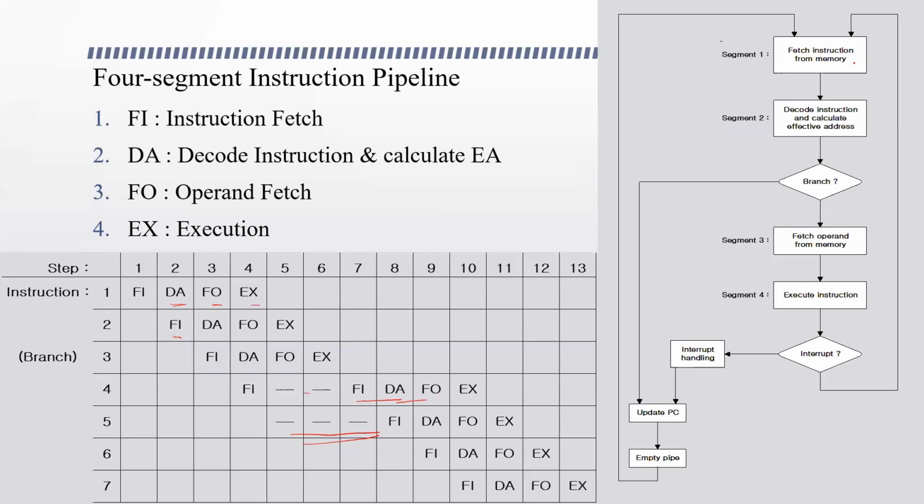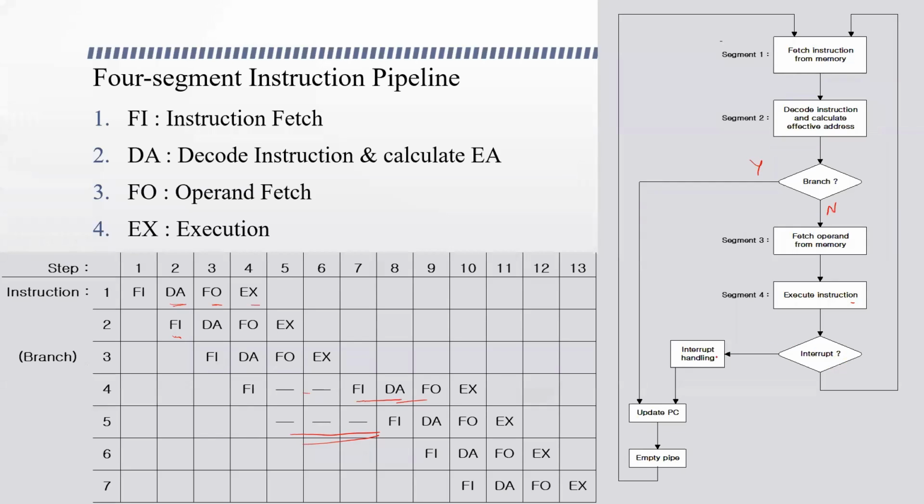Here is the flow of the operations. Fetch the instruction from memory in the first segment, and in the second segment, decoding the instruction and calculating the effective address is done. Once it is decoded, we check if it is a branch instruction. If yes, update PC with the new address, empty the pipe and go to fetch the target instruction. If there is no branch instruction, fetch the operand from memory, normal execution, and execute it.